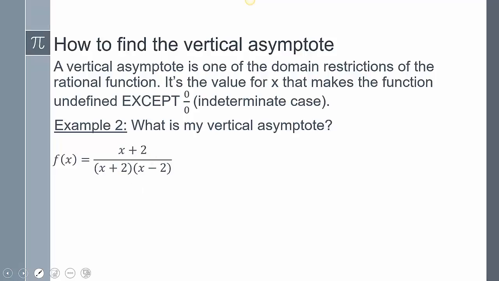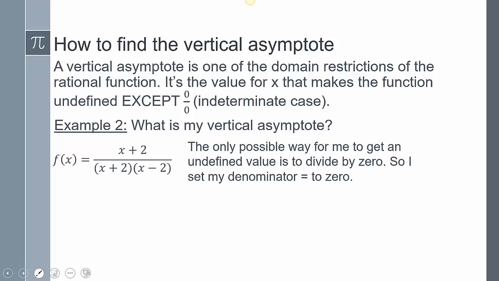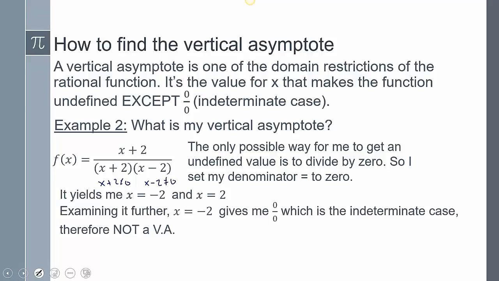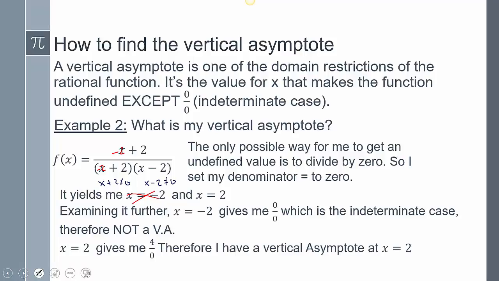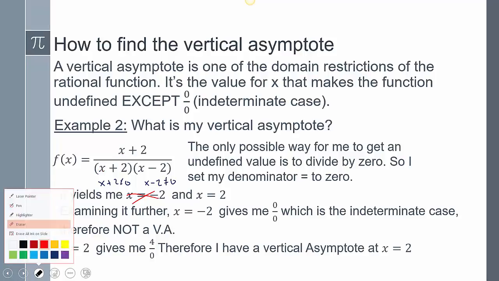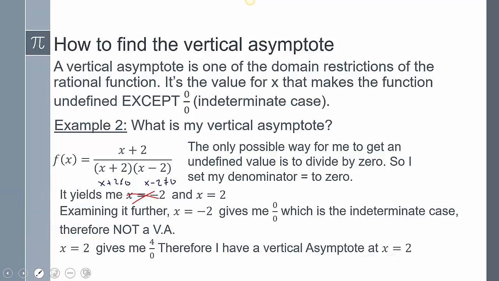So in this case, what is my vertical asymptote? The only possible way for me to get an undefined value is to divide by 0. So if I set my denominator equal to 0, I'm going to get x equals -2 and x equals 2, since the denominator can't equal 0. But there's an issue here. When I plug x equals -2 back in, -2 plus 2 is 0 over -2 plus 2 is 0. I get 0 over 0. That's the indeterminate case. Therefore, it's not going to be a vertical asymptote. But x equals 2 gives me 4 over 0, and therefore that's going to be a vertical asymptote. So I can say that I have a vertical asymptote at x equals 2.